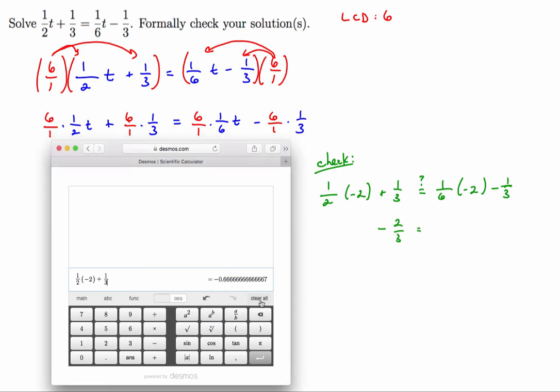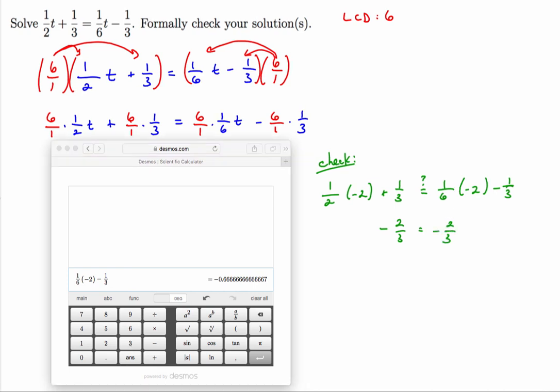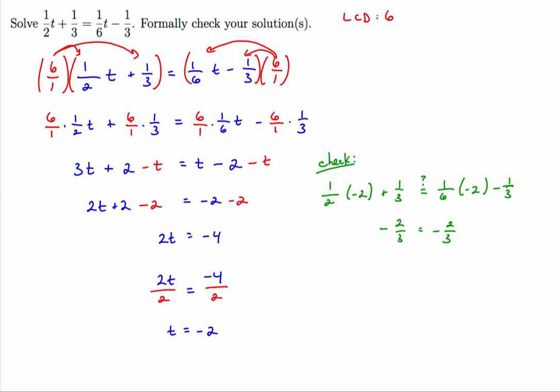To finish the check, we now need to clear the previous work and type in the right side of the equation. 1/6, so 1 divided by 6, in parentheses, -2, minus 1 divided by 3, minus 1/3. Again, I recognize that we obtained the same value, -0.666 repeating. Since substituting -2 into both sides of the equation gave us a true statement, we have confirmed that -2 is the solution for this equation, and we can finish our work by giving our conclusion. The solution set is this set, -2.